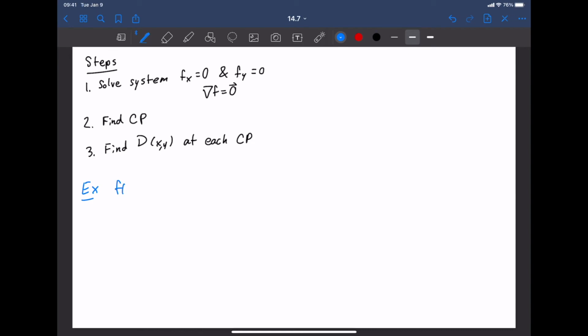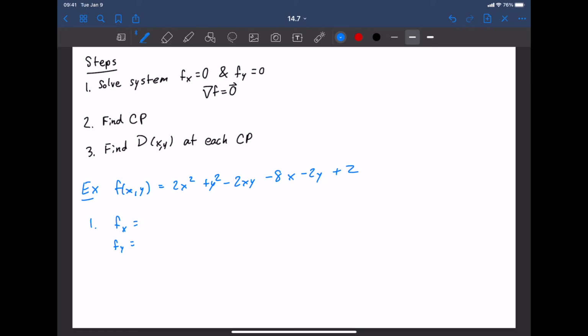If I have f of x, y equals 2x squared plus y squared minus 2xy minus 8x minus 2y plus 2. So I know that looks quite long. It's not that bad. Our first step would be to look at f sub x and f sub y, and we're going to set them both equal to 0.